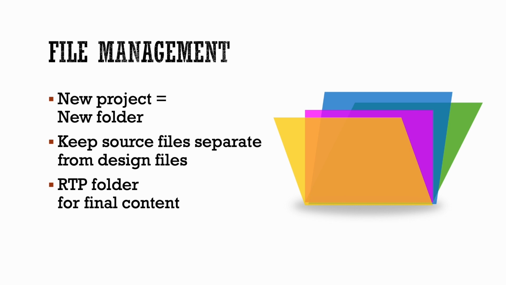I tend to keep all my iterations because it does happen from time to time that the client will go back and say, actually, I like that first draft. Can we just go back to that one? I don't like the additional changes we made. So I always keep my iterations so that it's easy to go back. I just label them R1, R2, R3, R4, whatever. But the RTP folder is where you can put your final content.